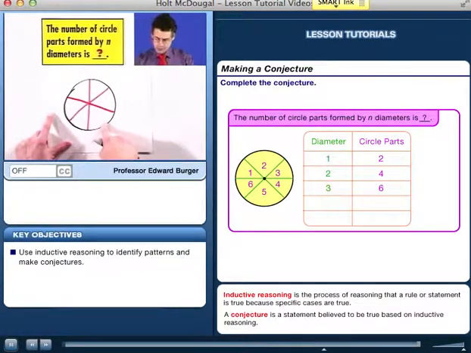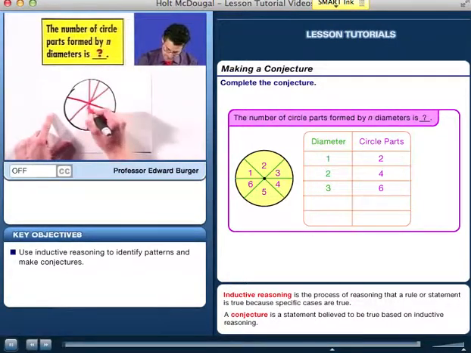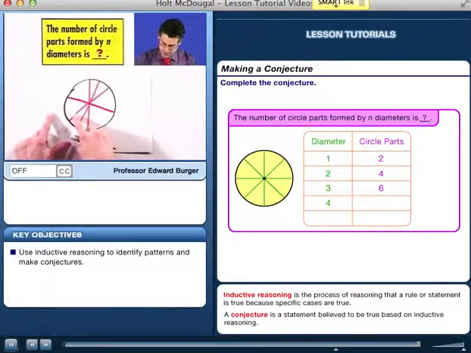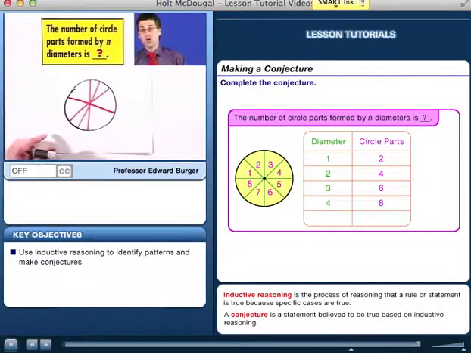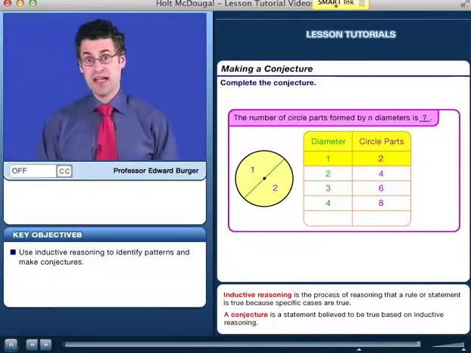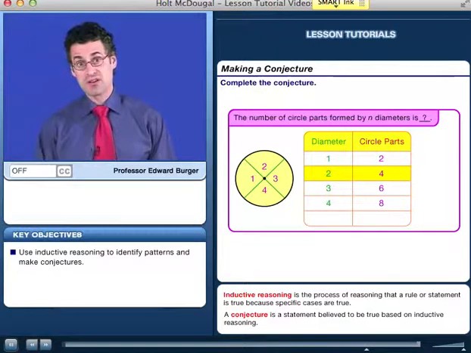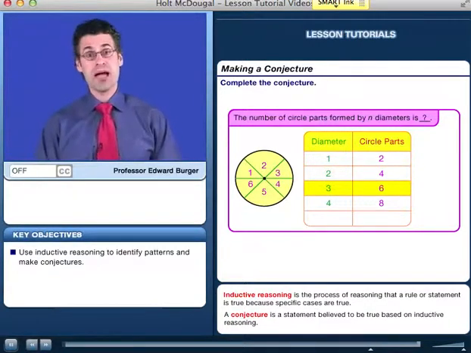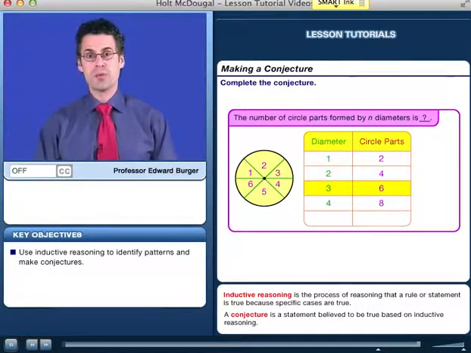Let's just do one more. So now I have 1, 2, 3, 4. I've got 4 diameters. And how many circle parts? 1, 2, 3, 4, 5, 6, 7, 8. So, when I drew in 1 diameter, I had 2 circle parts. When I put in 2 diameters, I saw 4 circle parts. When I put in 3 diameters, I saw 6. I'm seeing a pattern. It seems like the number of circle parts is double the number of diameters.